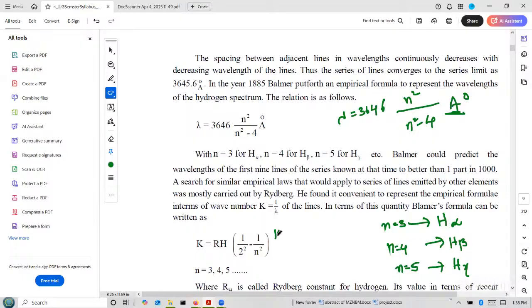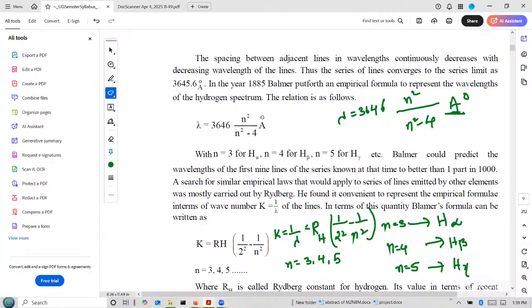The reciprocal of wavelength is represented with K. What is the formula? Rydberg constant R for the hydrogen atom: 1/λ = R (1/2² − 1/n²). In the next Bohr atomic model, I will explain how we got this equation. Here, what is the n value? The n value equals 3, 4, 5.